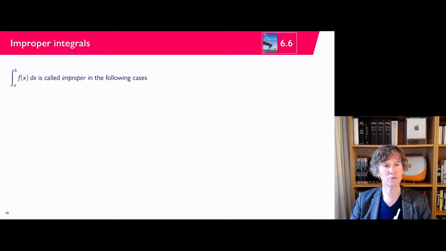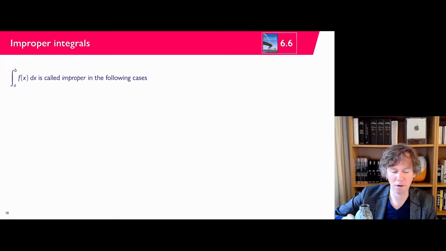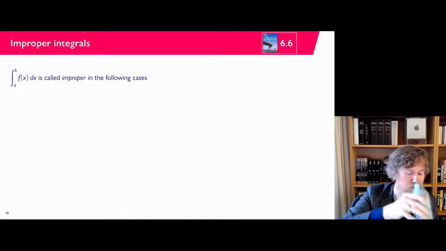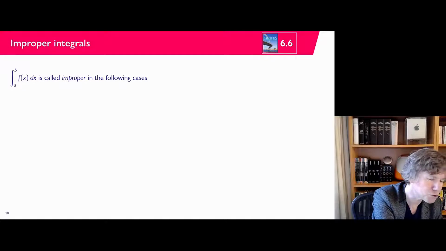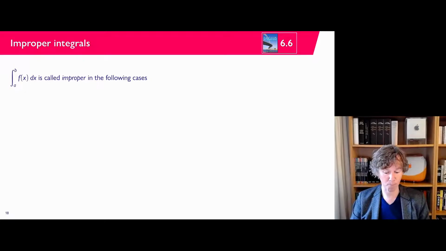A little bit about improper integrals. Improper integrals are not terribly interesting. It's just a bit of naming and writing things down correctly. So sometimes when you have an integral, funny things can happen along the way. That's basically what improper means. So let's look at what can actually happen. Improper behavior for a function means that it goes to infinity or minus infinity or stuff like that.